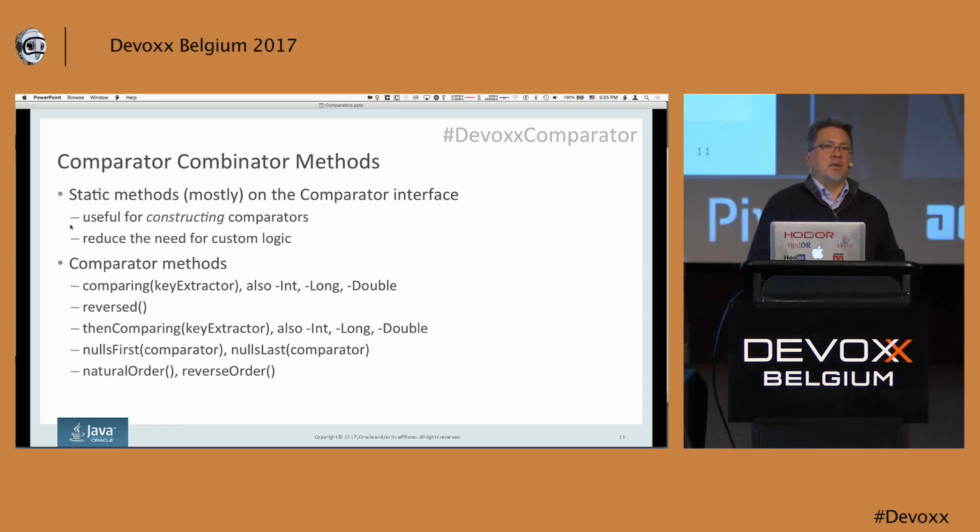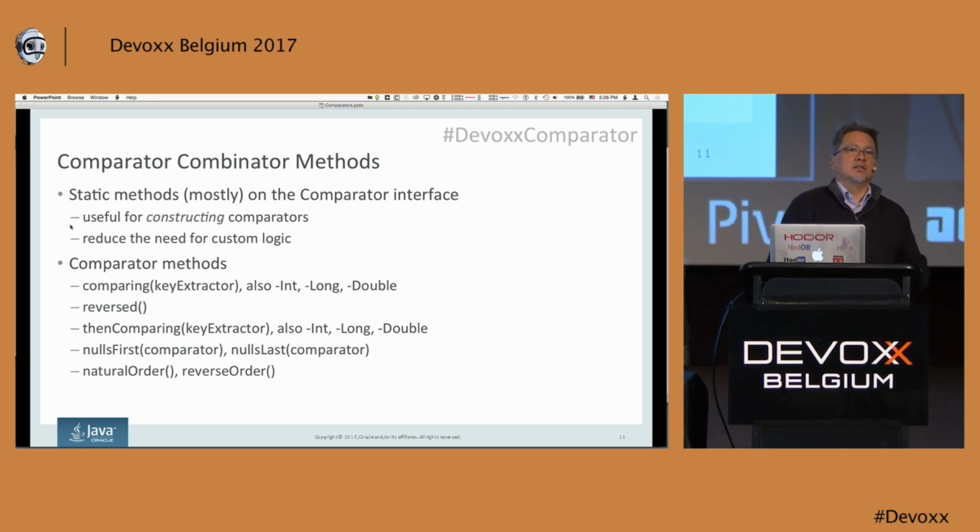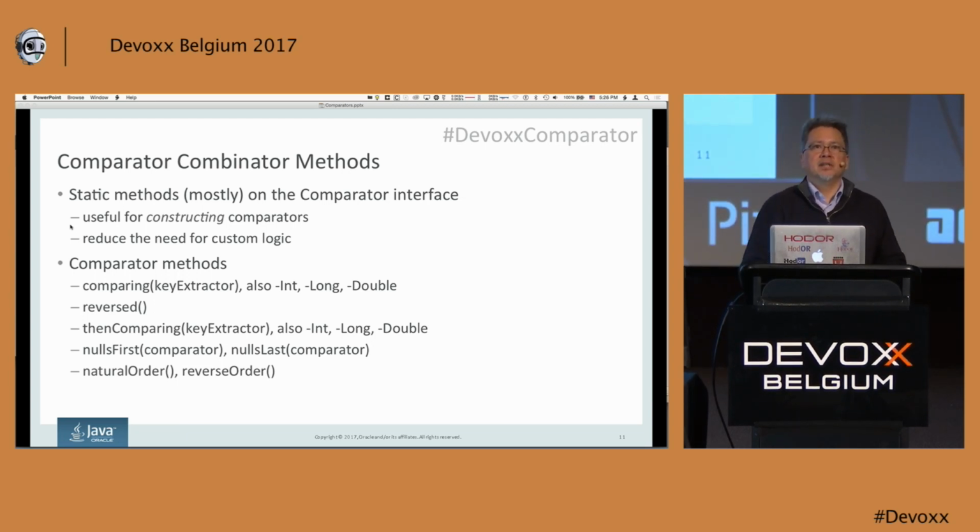In the first half of the talk, I showed you some of the pitfalls you can run into even writing comparators that compare primitive values. And you can run into many of the same problems when you get into more complicated comparators. So the combinator methods are really useful because they allow you to express complex behavior much more concisely than writing out custom logic. There are a bunch of them here.